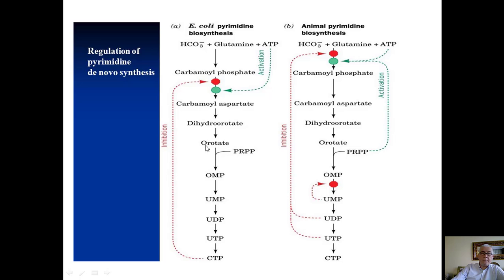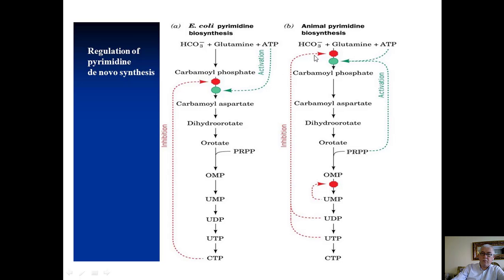And how can we regulate pyrimidine de novo synthesis in prokaryotic and eukaryotic cells? In E. coli, pyrimidine biosynthesis is inhibited by the last product, cytidine triphosphate, and this molecule inhibits the second reaction of pyrimidine synthesis, and ATP has a positive role, activating pyrimidine synthesis.